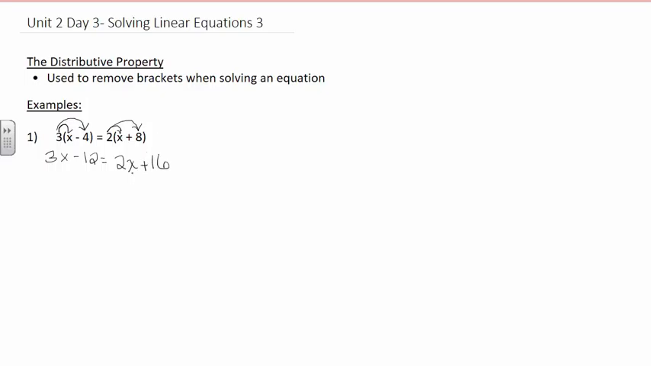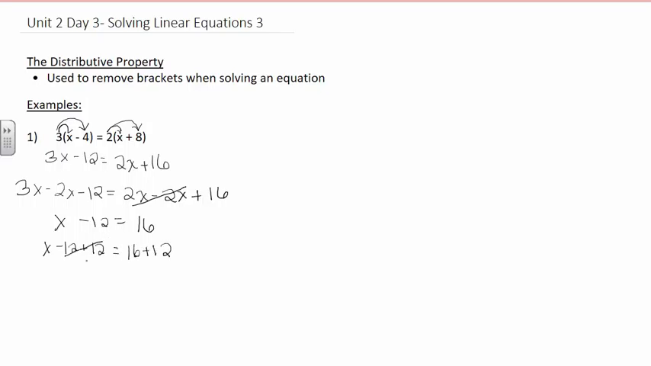Now it's as simple as getting all our variable terms to the left side and all of our numerical terms to the right side. So we can subtract 2x from both sides to bring our 2x over there. So 3x minus 2x minus 12 equals 2x minus 2x plus 16, which we end up with x minus 12 equals, those cancel out to 0, 16. And now to bring the 12 over to this side, we add 12 to both sides. So x minus 12 plus 12 equals 16 plus 12. These cancel out, and we end up with x equals 28.